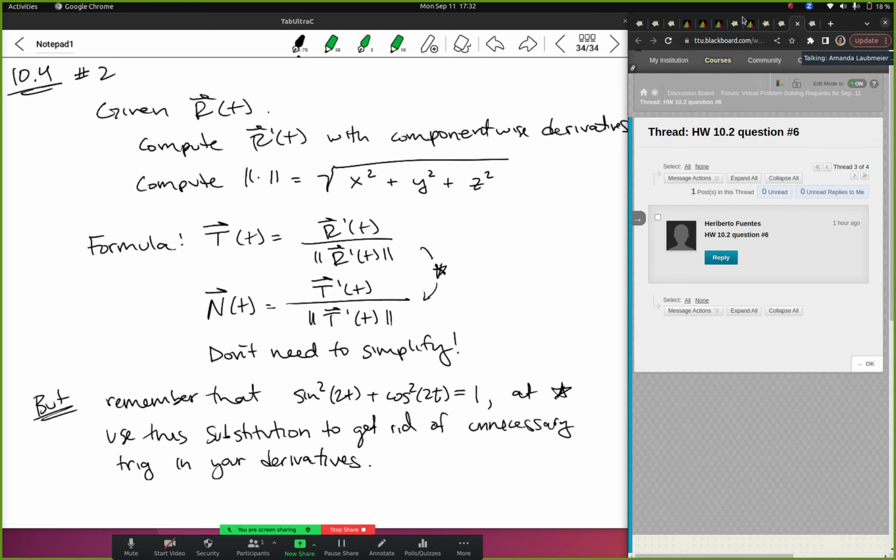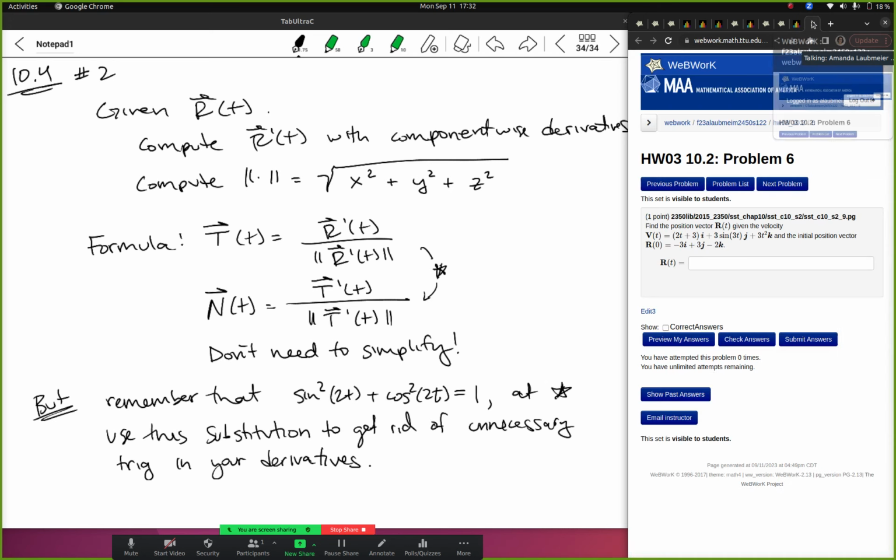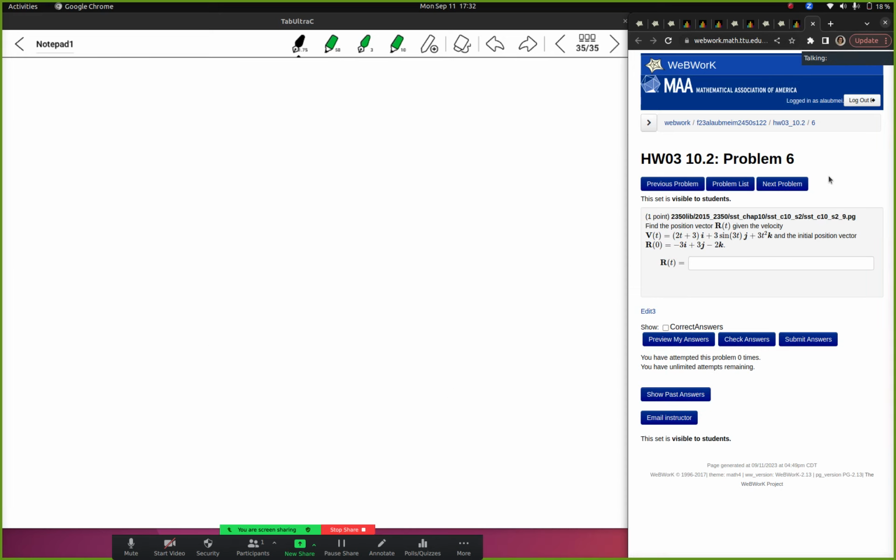Okay. I opened these in advance, but I always want to make sure I'm not missing something. And then the last request is for 10.2 question 6. So that's this one right here. And so we're asked to find the position vector capital R of t when we're given the velocity v of t and the initial position vector r of 0.